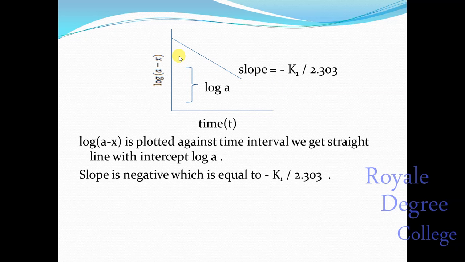Next, you can see this graph here. Log (A minus x) is plotted against the time interval t. We get a straight line with intercept log A. So here the slope is negative, which is equal to minus K1 by 2.303.